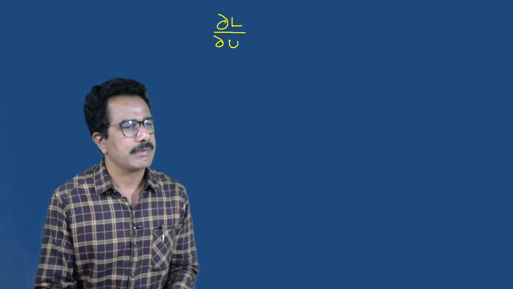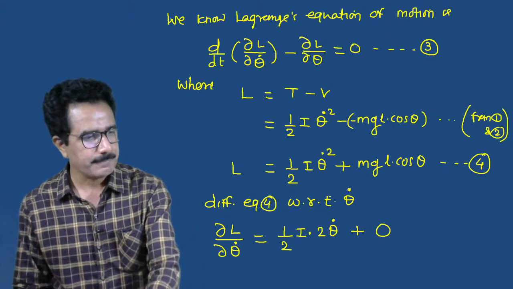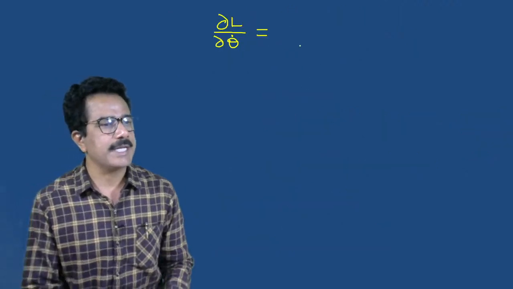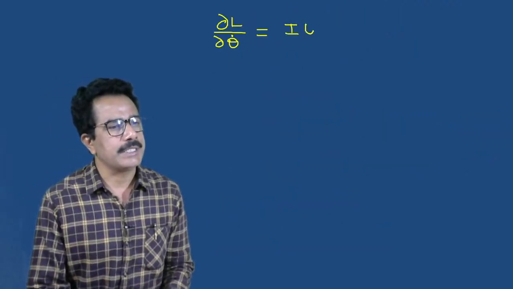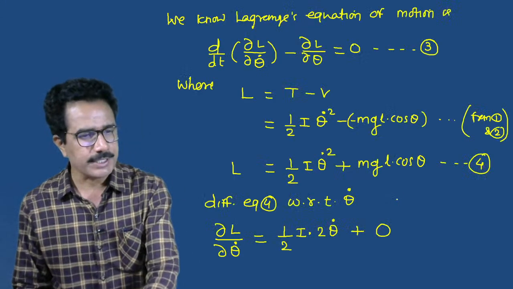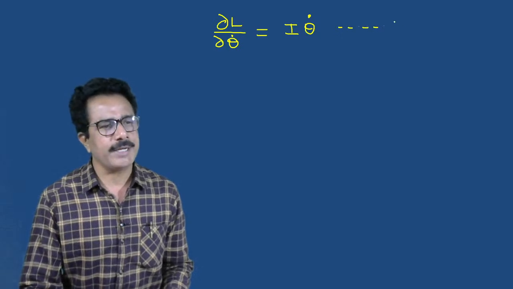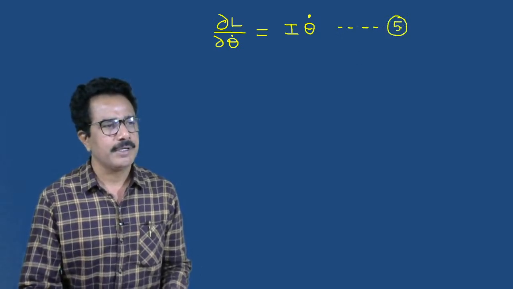So the final value, that is dou L by dou theta dot, which is given by, 2 will be cancelled, I into theta dot. Okay, so we consider this equation as 5. Very good, Anita Rajmane, very nice.